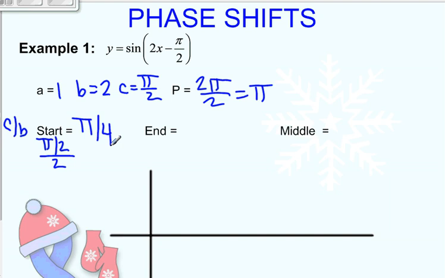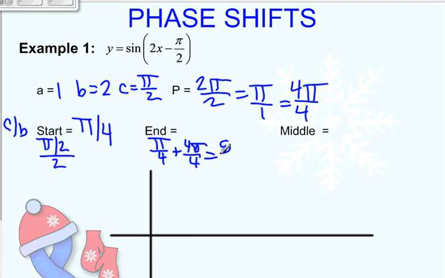So we're going to take what we got for the start and add it to our period, which is pi. Now notice that our period and our start do not have the same denominator, but we can easily make pi a denominator of 4, right? Because we need this over 1, and that's equal to 4 over 4, so we multiply pi by 4. Now we have what pi looks like with a denominator of 4. So we take pi over 4 and add it to 4 pi over 4 to get our end, which is 5 pi over 4.